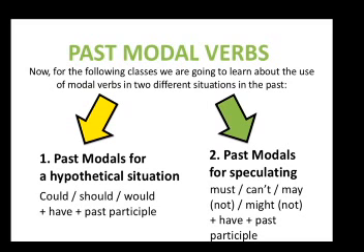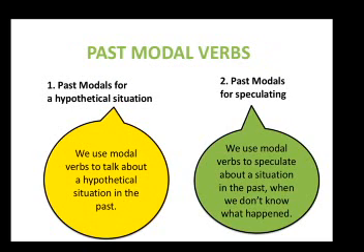Remember, I asked you in the last video what speculation was, and speculating or speculation is guessing, is answering a question when you don't know the answer. For modal verbs for speculation in the past, we use the modal verbs must, can't, may not, might not, plus have plus the past participle. This second part, the past modals for speculating, is the subject we're focusing on today.